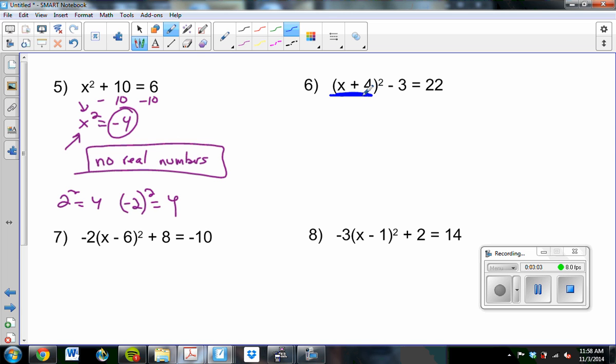Here, I want to get this by itself. I think of that big parenthesis like it's a variable. I want to get that all by itself. So I start by adding 3 to both sides. That gives me x plus 4 squared equals 25.